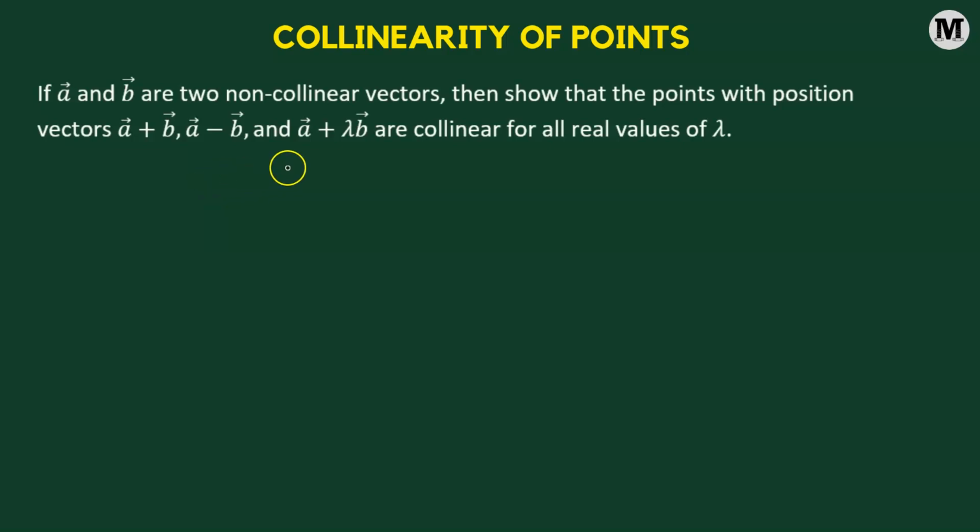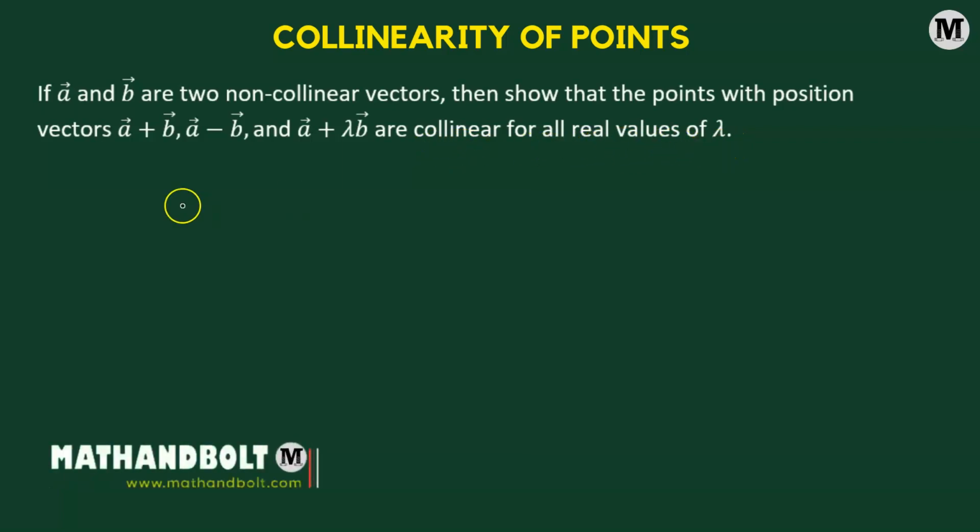If vector a and vector b are two non-collinear vectors, then show that the points with position vectors a plus b, a minus b and a plus lambda b are collinear for all real values of lambda.